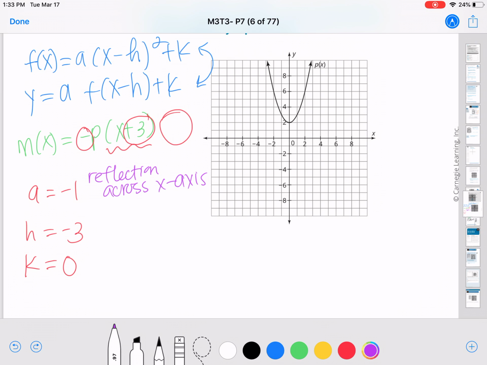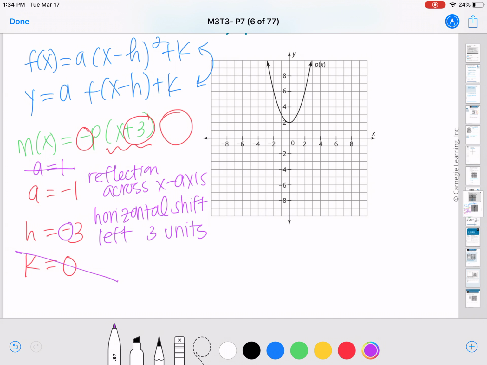Keep that in mind. Our h value is negative 3, so that's going to be a horizontal shift to the left because it's negative 3 units. My k value is 0. If you ever have a value of 0 for h or k, you don't have to talk about it. You don't even have to write it down. And if you ever have an a value of just 1, that's not affecting your function. There's no reflection. There's no dilation. So you don't have to mention it.